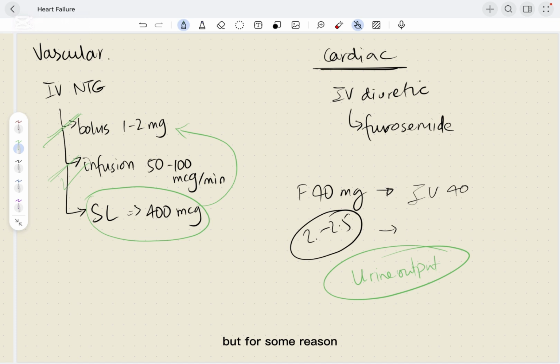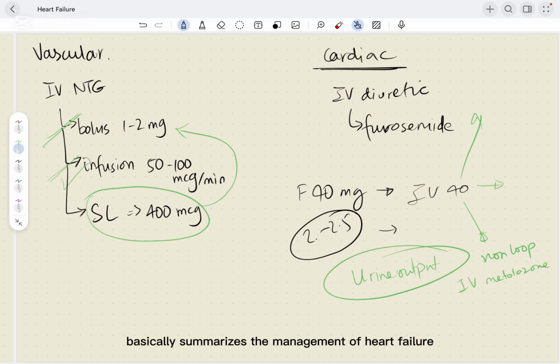But for some reason, if the patient is not producing as much urine as you would anticipate, then there are three things we can consider. Either you repeat the IV dose that you've given them, or you give them an increased IV diuretic dose, or you can also consider starting them on non-loop diuretics, so something like IV metolazone. And this basically summarizes the management of heart failure.